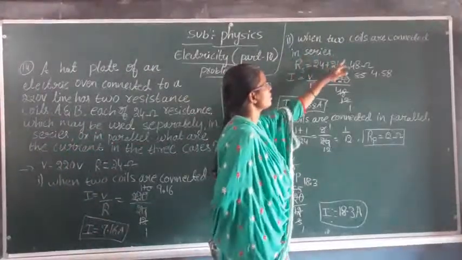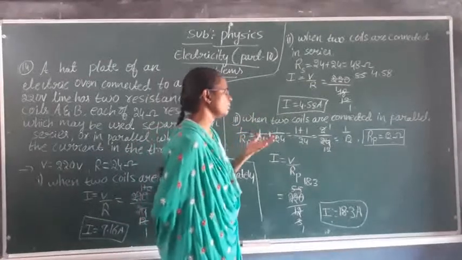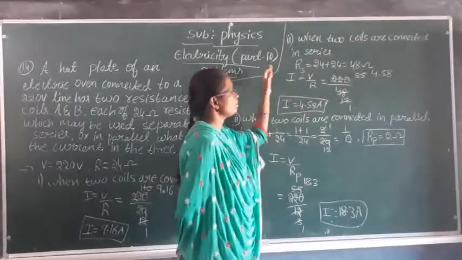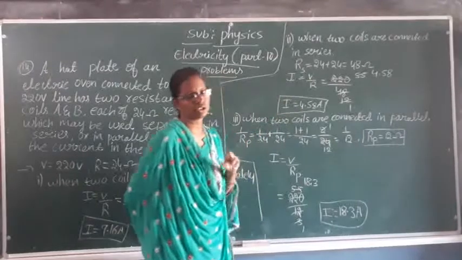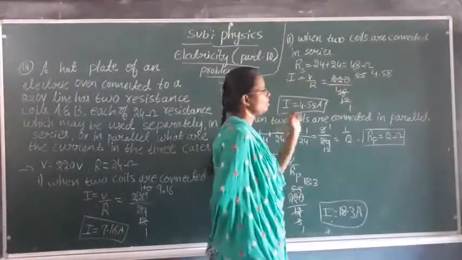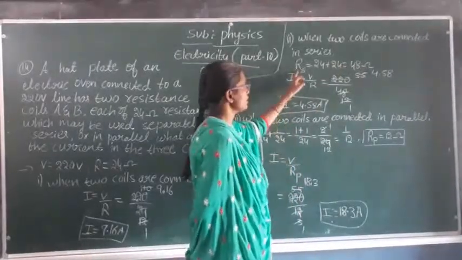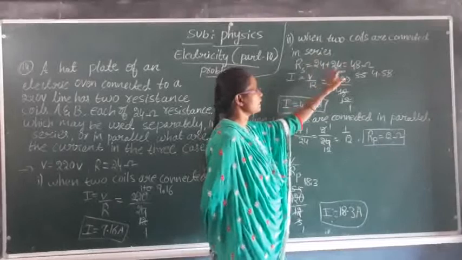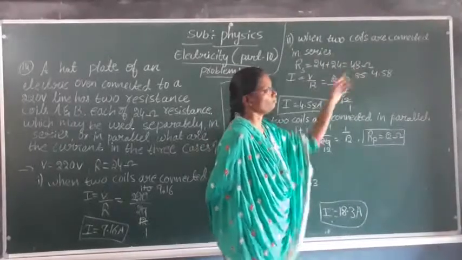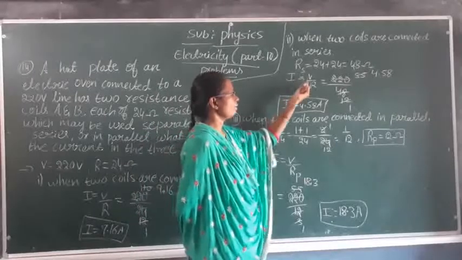When two coils are connected in series. So series you already know that resistance is equal to the sum of the individual resistances. Two resistors are there. So total value 24 plus 24. So R is equal to 48 ohm. So the resistance value when it is connected in series you are getting as 48 ohm. Then find out the value of current. So I is equal to V by R.